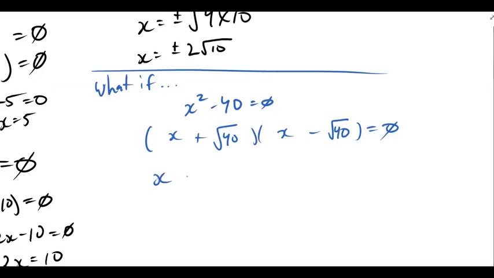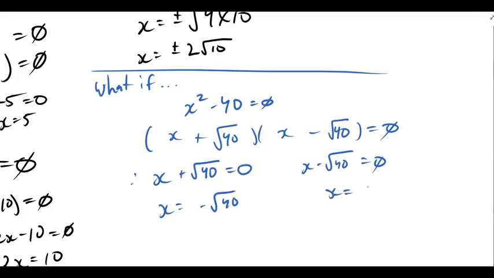You don't have to write this down if you just want to watch. Therefore, x plus square root of 40 is 0, and x minus the square root of 40 is 0, and x equals negative root 40, and x equals positive root 40. So you get the same answers, plus or minus the square root of 40, in a different way. I would not expect people to do it this way. Isolating is typically better in this situation.